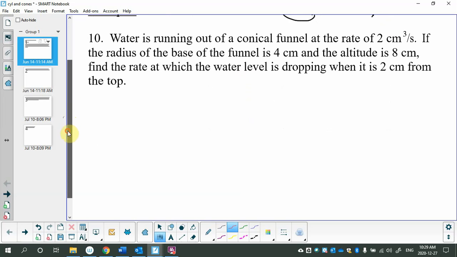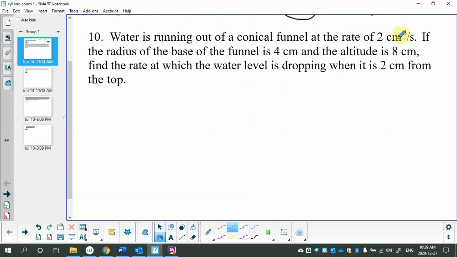So the first question is, water is running out of a conical funnel at the rate of 2 centimeters cubed per second. So I have just given you a volume rate. And because it's running out, I need the negative sign. How do I know it's volume? Centimeters cubed. If the radius of the base of the funnel is 4 centimeters and the altitude, which is height, is 8, this is the original cone. Find the rate at which the water level is dropping, so we're expecting a negative value, when it is 2 centimeters from the top. So that means we're looking for dh/dt when the height is 2 centimeters from the top.